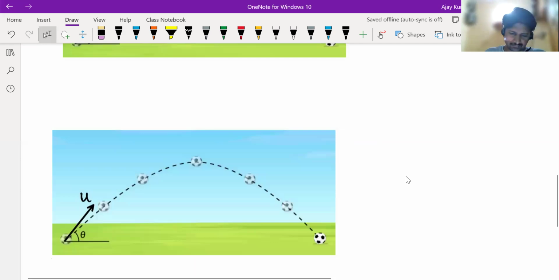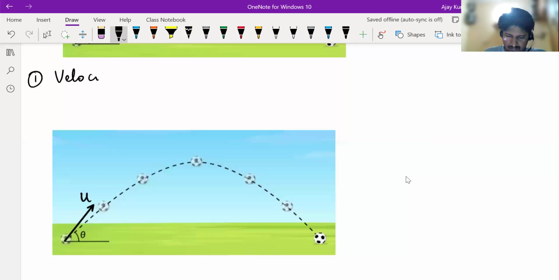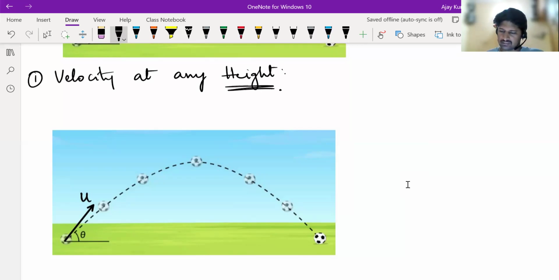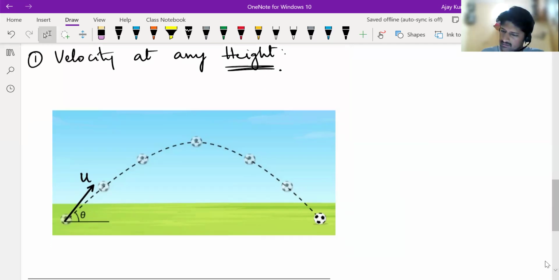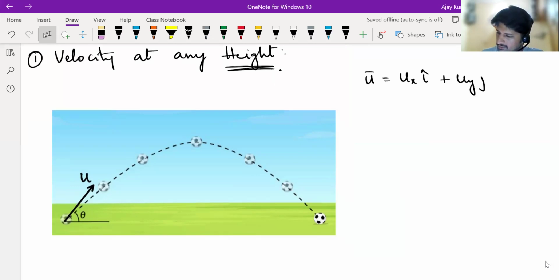First, velocity at any height. We'll first learn how this can be calculated. Now, what are the things that we know? We know the initial velocity. In fact, we know the components also. We know the x component. We even know the y component. That is u cos theta i cap and u sin theta j cap.